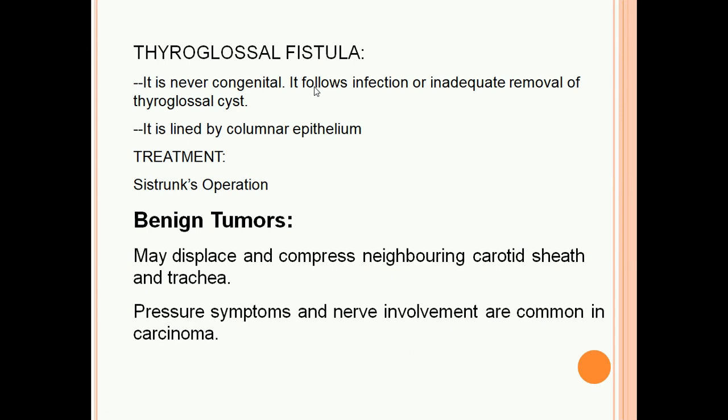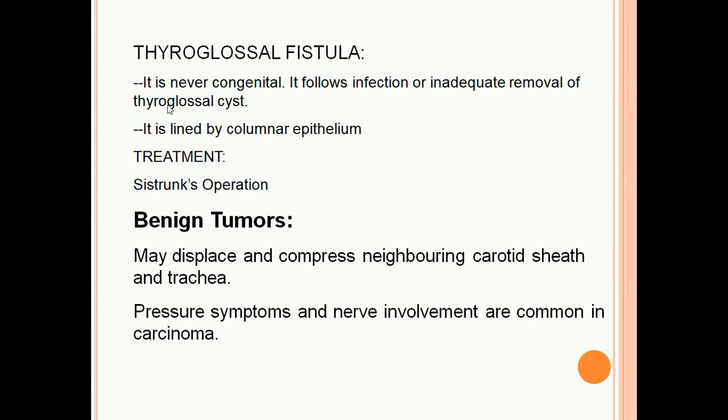Then it can lead to a small passage which remains patent and kept open, and this condition is called a thyroglossal fistula. It usually allows infection and inadequate removal of the thyroglossal cyst. There can also be a congenital cystic development in the thyroglossal region, which leads to a condition called thyroglossal cyst.